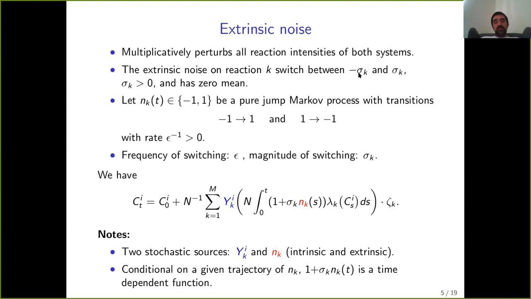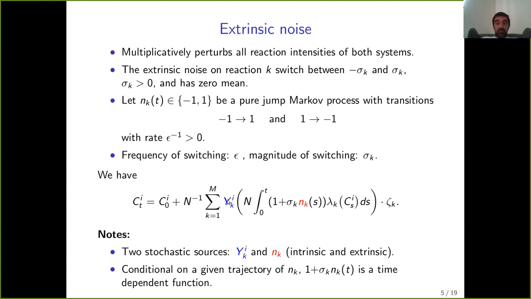And this sigma is the amplitude of the switching, and this epsilon is the frequency of the switch. Okay, so now finally our system is written like this. We have the same as before, but now we have a multiplicative term that depends on this Poisson process, and the key note here is that in principle we have two sources of stochasticity.